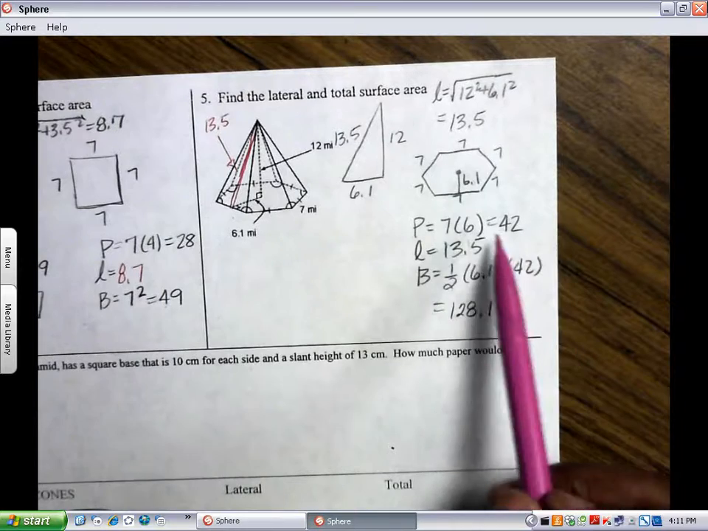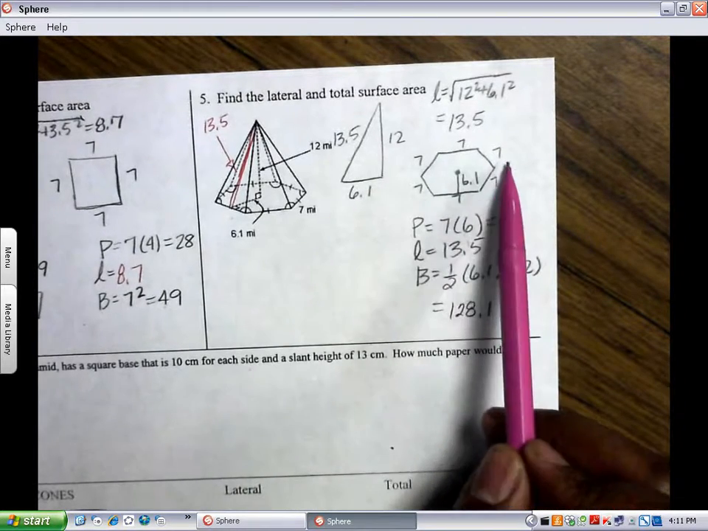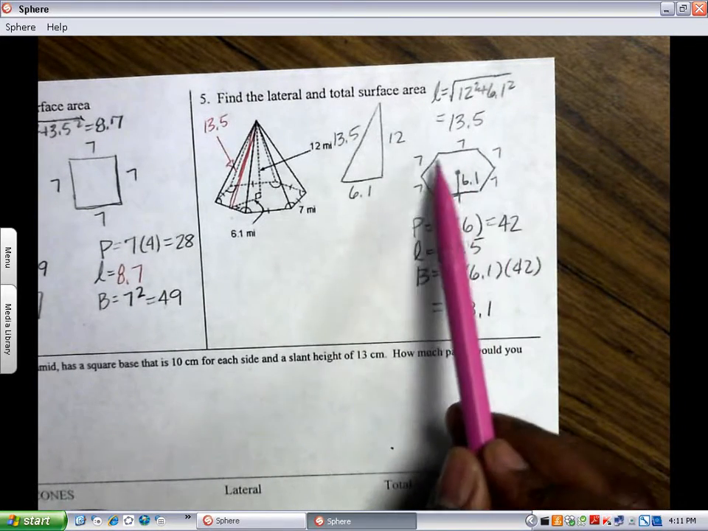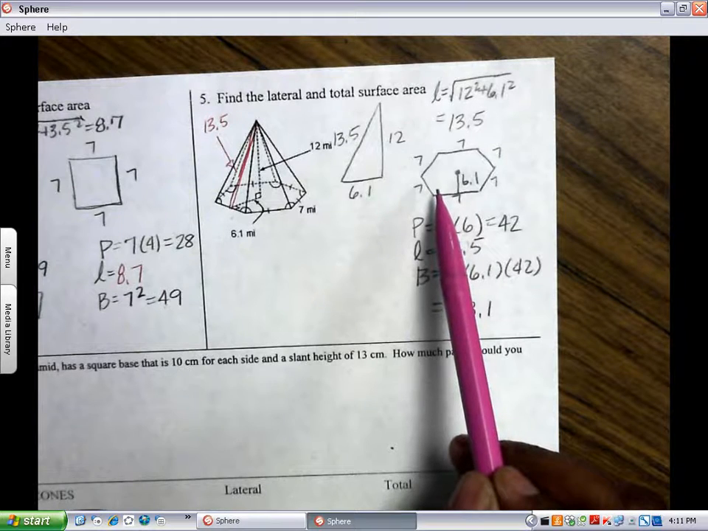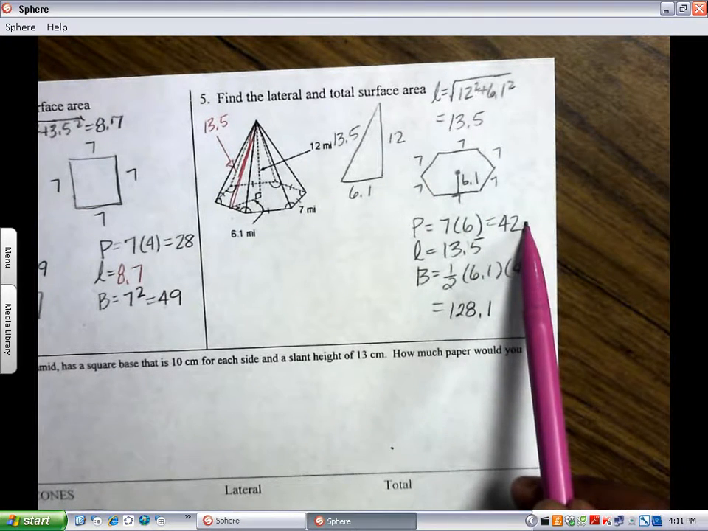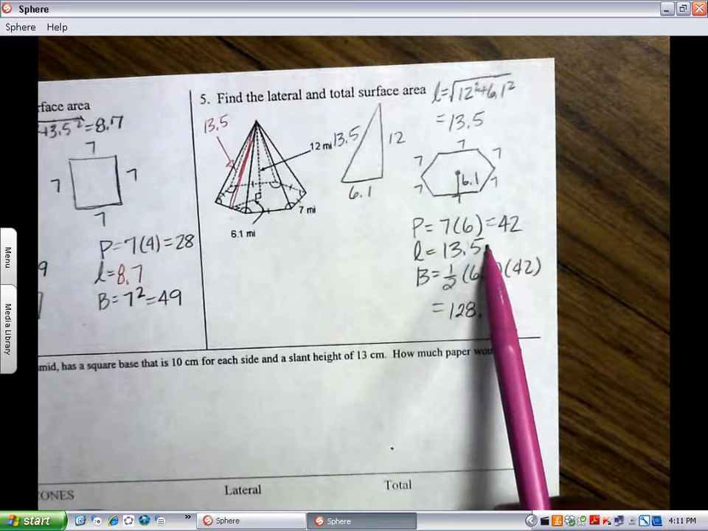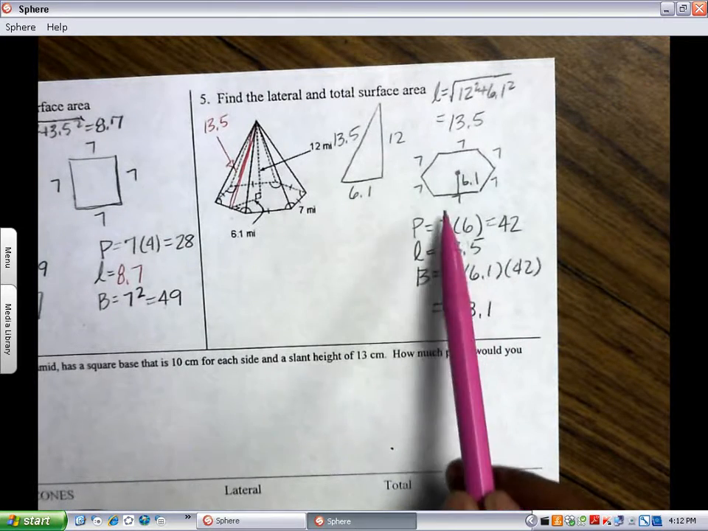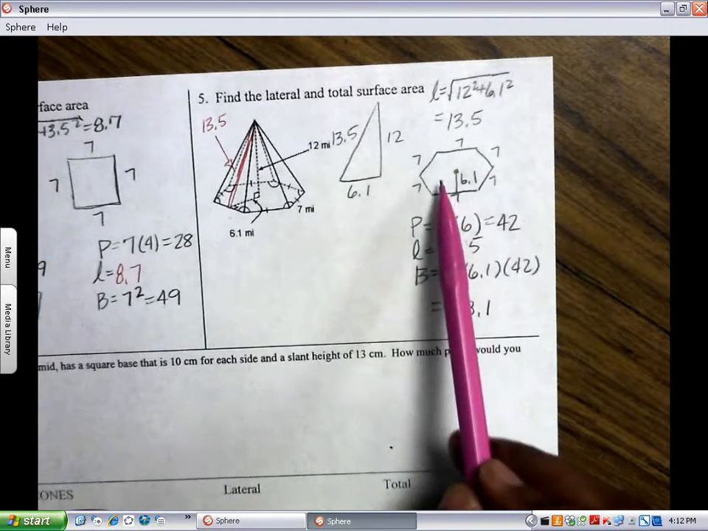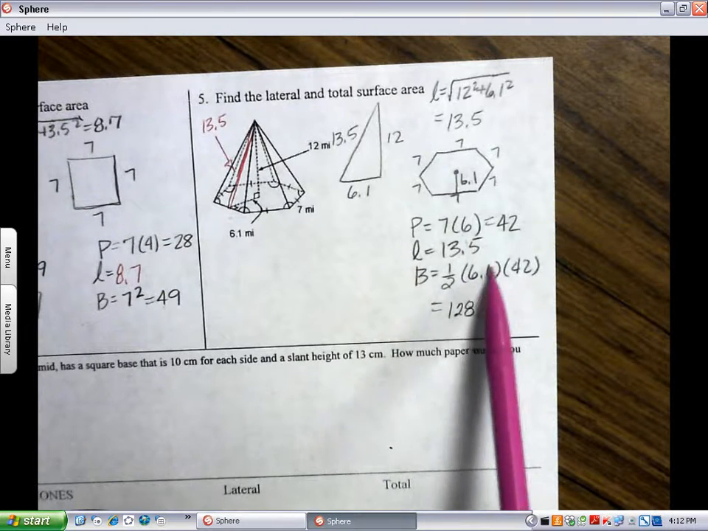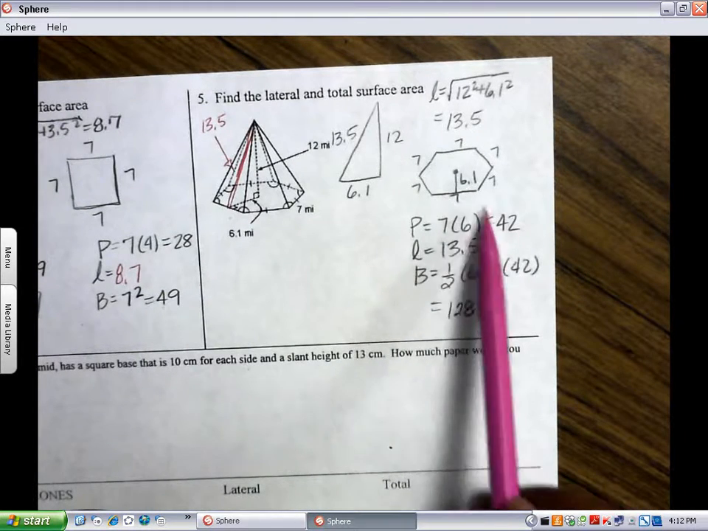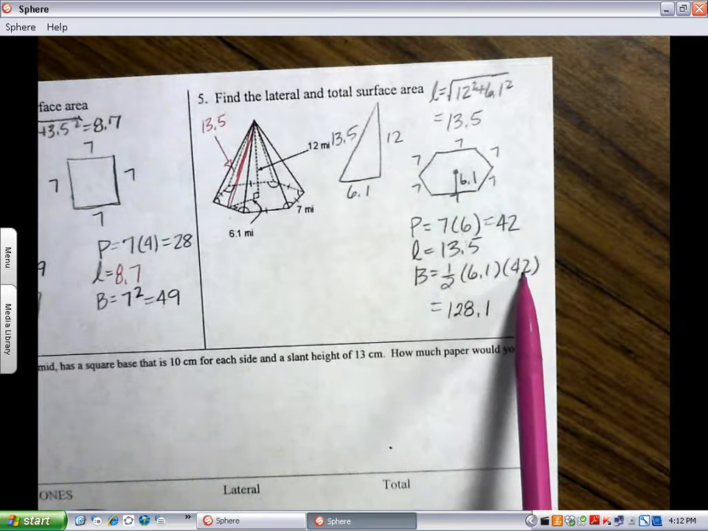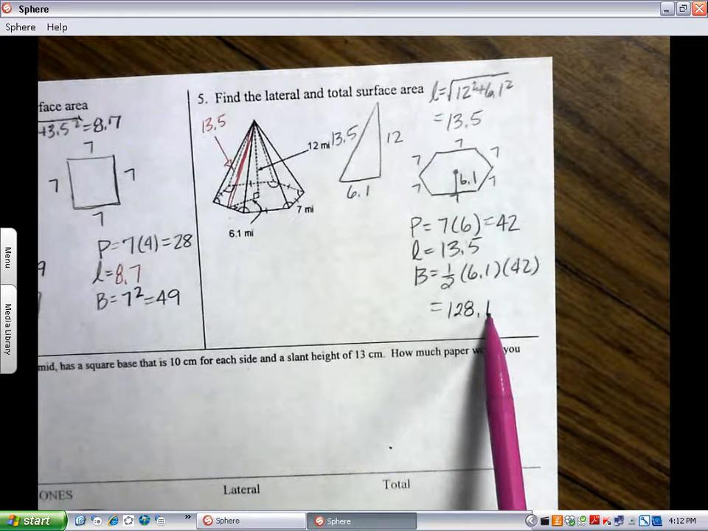Alright, I found the perimeter, 42. You have a hexagon, 6 sides, and all of the sides are 7 units long. So it's 42. We found the slant height previously, and the base area for this regular polygon is 1/2 times the apothem, which is 6.1, times the perimeter of 42. So I got 128.1 for the base area.